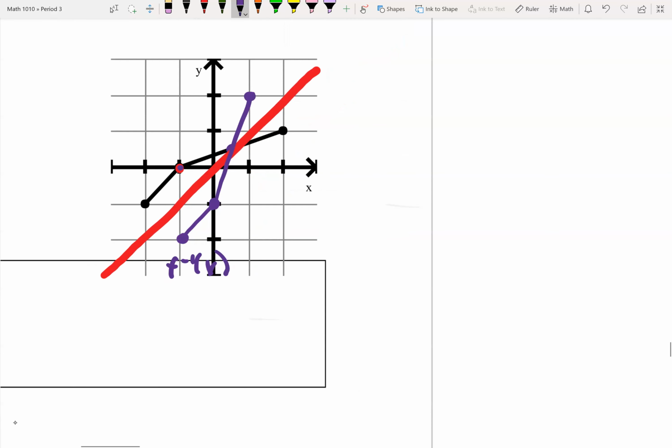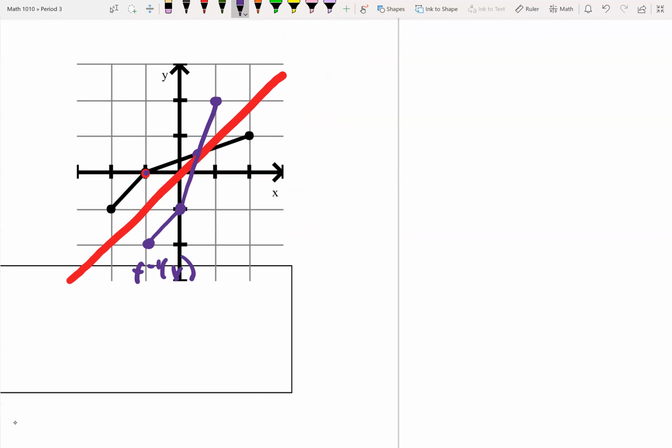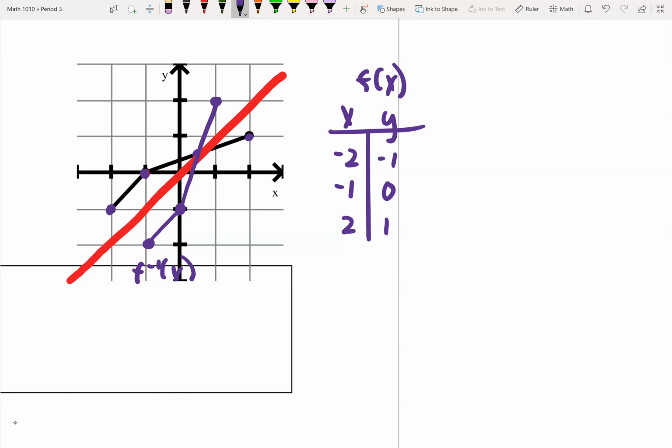Okay, now I want to show you something else. See the black line? I want to do a table for that line that is f of x. So call it f of x, and we're going to make a table of values. So see this point right here? You go left 2 and down 1, so that's (-2, -1). This point right here, you go left 1, don't go up or down. So that's (-1, 0). And then this point right here, you go right 2 and up 1. So that's the ordered pair (2, 1).